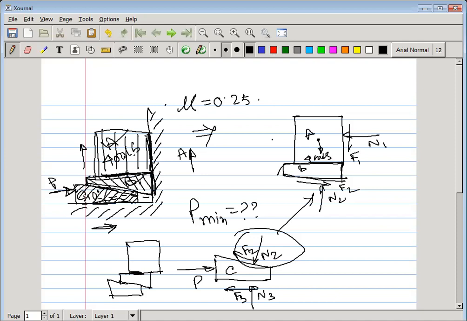Do you need me to explain again how this frictional force direction works? Which one do you want to ask? Please tell me. Sir, F2, explain again, sir. Okay, F2.